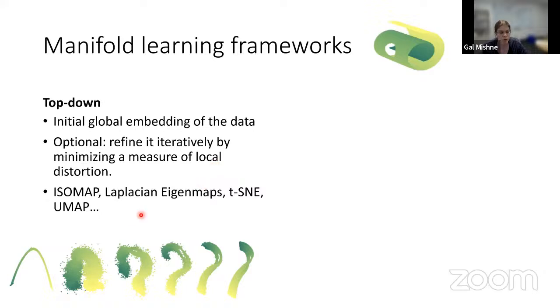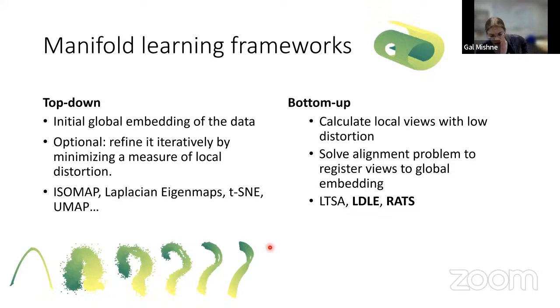And this, for example, is what UMAP does in this embedding of the Swiss roll. They first initialize it with a spectral approach, they add noise, and then they iteratively refine it to try to unravel the Swiss roll. In this talk, we're going to be focusing on bottom-up manifold learning frameworks.